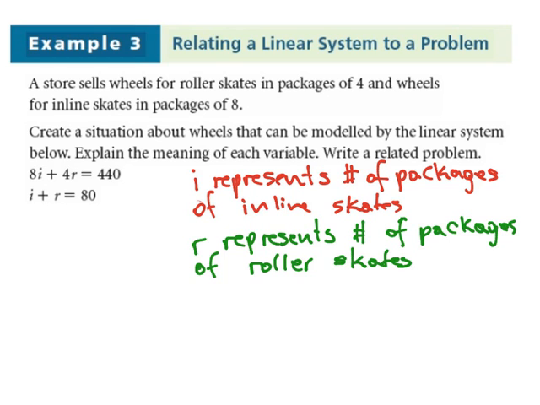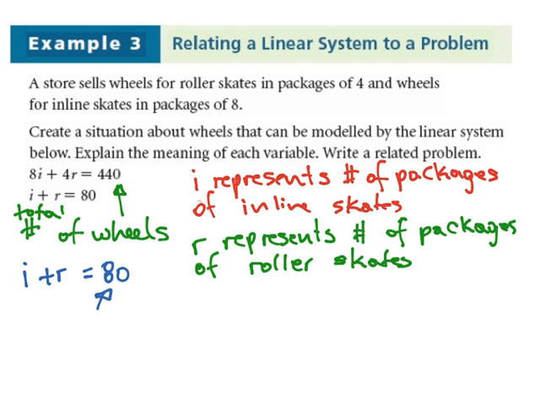This means that the 440 represents the total number of wheels, and I plus R is equal to 80. When you add up all the packages, 80 represents the total number of packages of inline skates and roller skates put together.